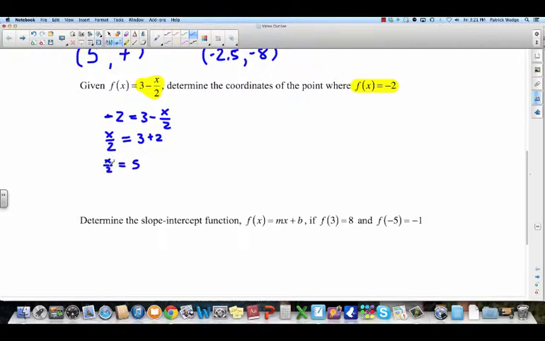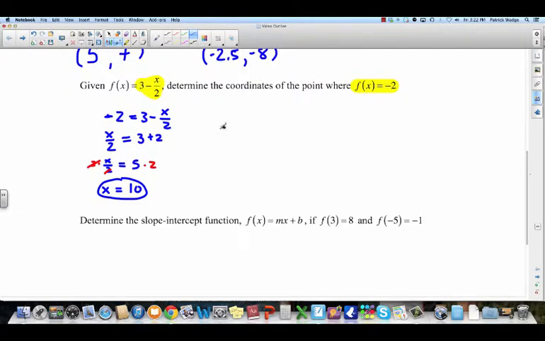Now, x over 2, that means x divided by 2. So what do we need to do? We need to multiply by 2. So we multiply this side by 2, and we multiply this side by 2. Why does that work? Because if we're multiplying by 2 and dividing by 2, those cancel out. We're just left with x. Perfect. x equals 5 times 2 is 10. There's our answer. We're saying that when you have an input value of 10, the output will be negative 2.